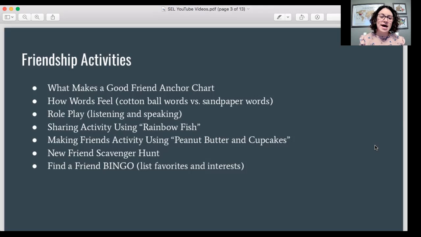And then two others, a new friend scavenger hunt. So, find new friends that have certain things in common with you. You can do this a lot of different ways. You can do it as a scavenger hunt. You could do it as a bingo where you're listing some common favorites and common interests, and they're looking for other people to help students in a classroom make connections with people that they haven't connected with prior, or to use at the beginning of the school year to help them get to know one another.